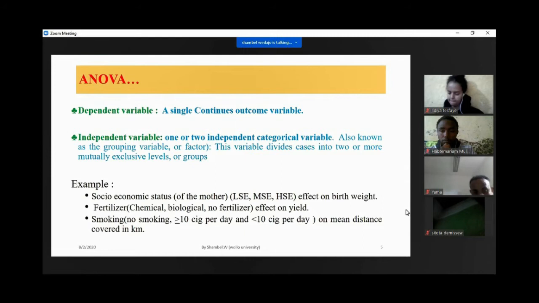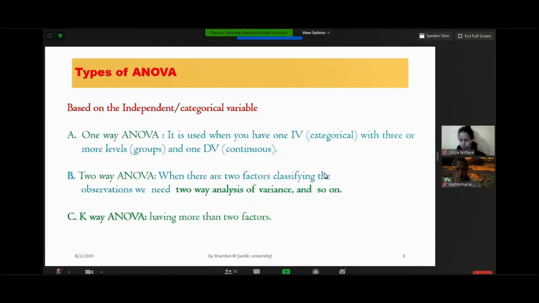If you add marital status of the mother, being married or not married, then in such a case we may have 3-way ANOVA, and so on: 3-way ANOVA, 4-way ANOVA. More than 2-way, we can say K-way ANOVA.